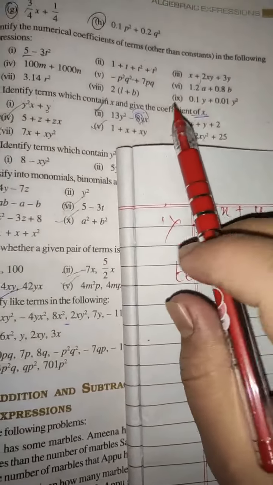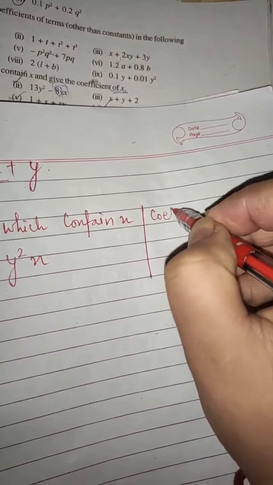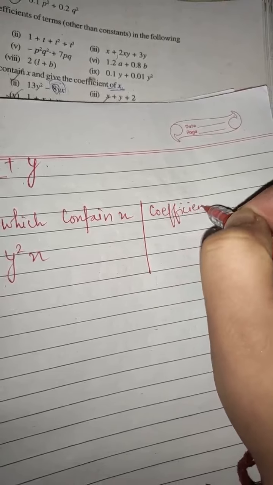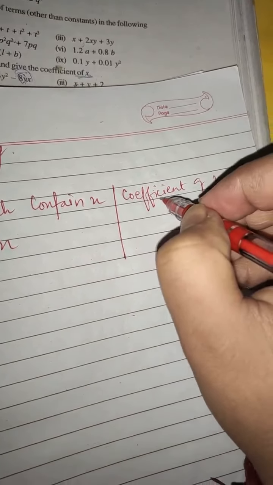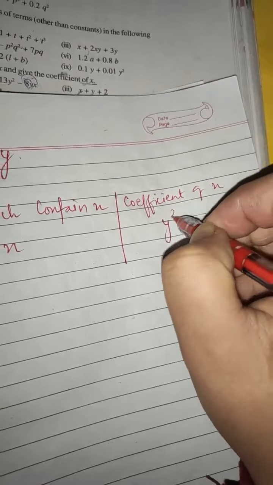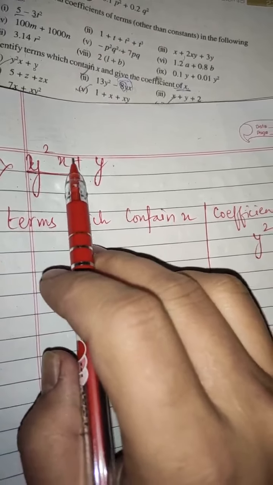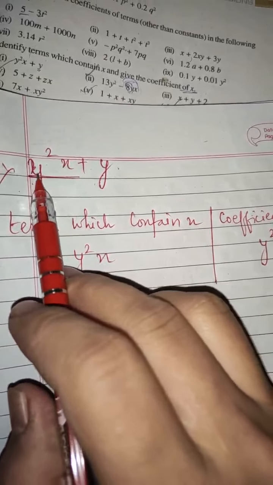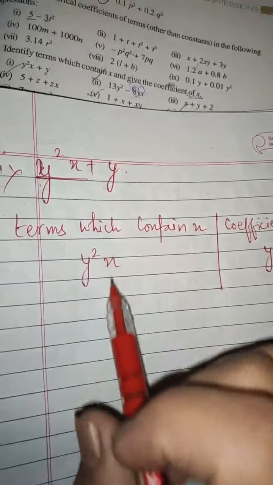So even here y square is a coefficient. So what is the coefficient of x? You may make a box here and write coefficient of x. Coefficient of x is equal to y square. Understood? Because x is a variable here, and in front of x, what coefficient can you find? y square will be the coefficient.